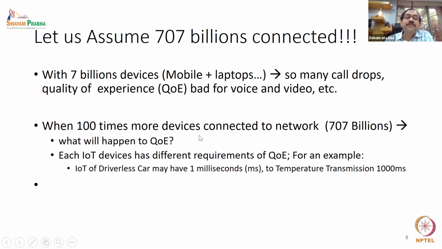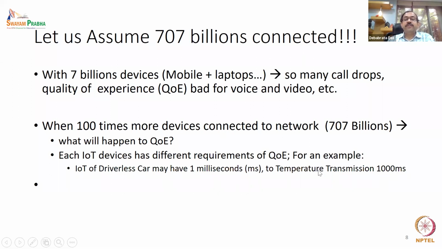And moreover, each IoT device, like emergency and non-emergency ones, needs a different quality of experience. Each IoT device has a different QoS requirement. For example, an IoT device of a driverless car may have 1 millisecond to respond. 1 millisecond, I have to respond. Driverless car is going in India, anything is possible. A child may come running in front of the car. He was playing ball and came onto the road. He's in front of the car, and you don't know, you are reading on your laptop. The car has to brake. And for temperature transmission, 1000 milliseconds is fine.